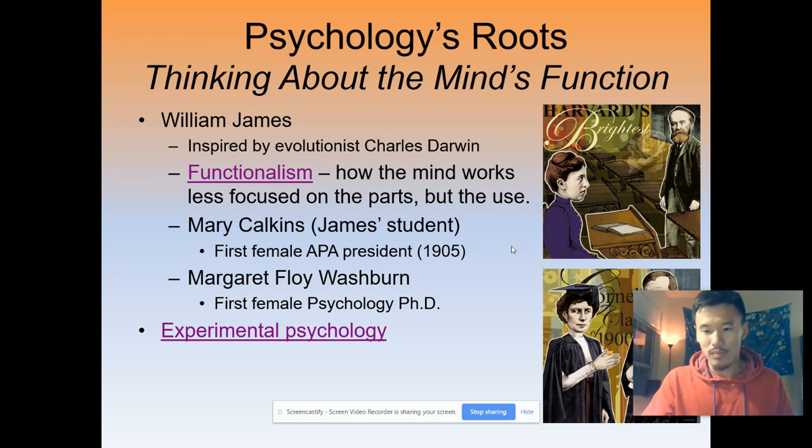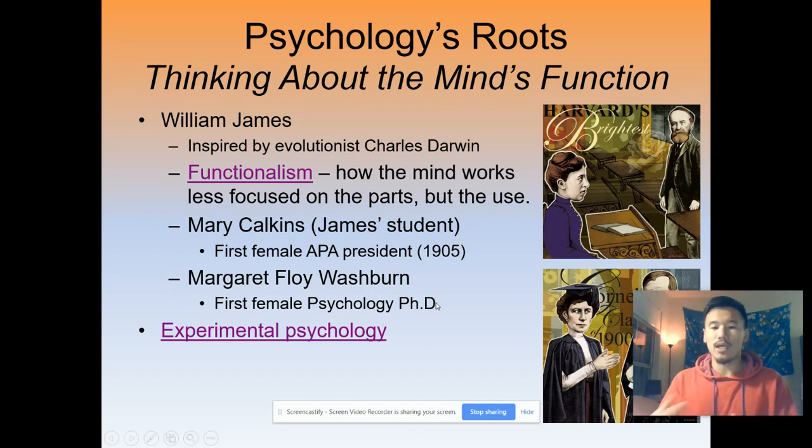Now, even though she was apparently way better than all of the other male students, Harvard never actually granted her her PhD. Despite all this, Mary Calkins went on to have a successful career in research and psychology, and she became the first female American Psychological Association president in 1905. Later on, Margaret Floyd Washburn became the actual first psychology PhD, rather than Mary Calkins.